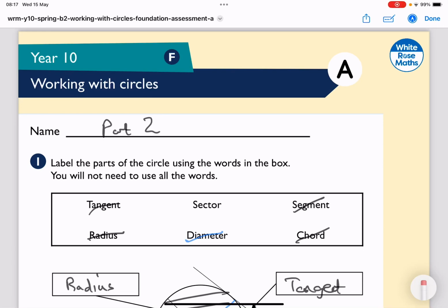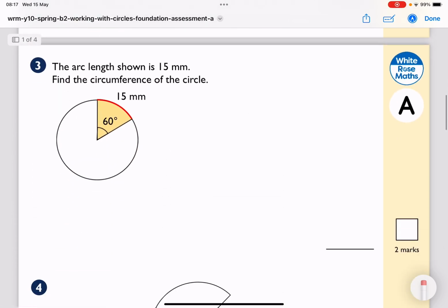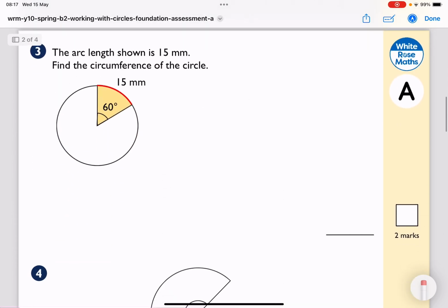Okay, Year 10 Foundation Working with Circles Part 2. Let's have a look at this question. Right, the arc length shown, that's the red line, is 15 millimetres. Find the circumference of the circle.